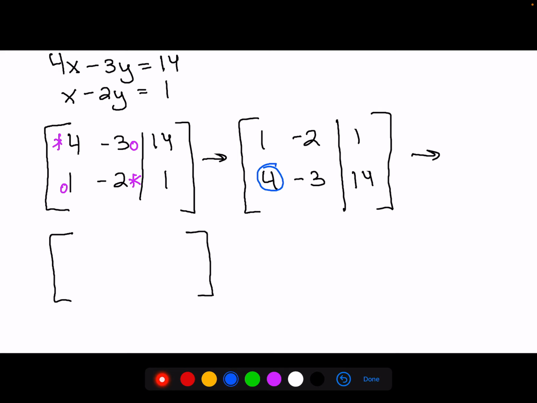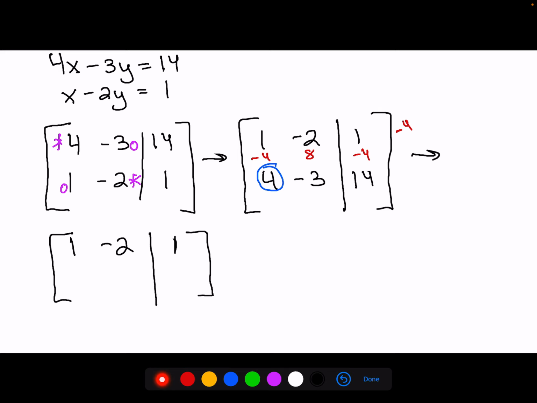Well, I can use -4. If I multiply this first row by -4, then I can add that to the second row. If I multiply that first row by -4, I'll have -4, 8, -4. Okay, so the first row is going to stay the same. I'm not actually changing it. I'm going to leave it in the matrix the same way. But I'm going to use this multiple of the first row and add it to the second row.